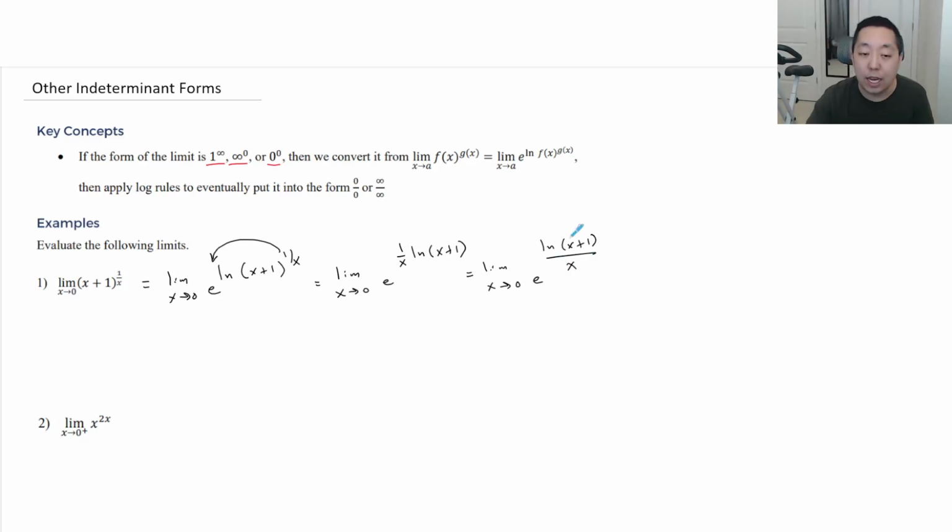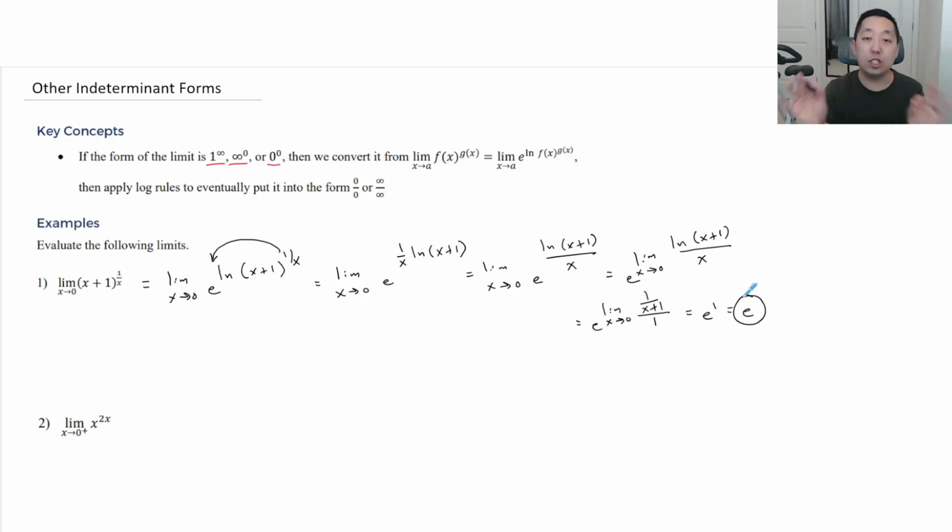Now, if you look at this exponent, it is a fraction. If you plug in 0, it's ln of 1, which is 0, over 0. So the formal way is to take the limit of just this inner function, and use L'Hopital's rule on it because it is 0 over 0. The derivative is 1 over (x plus 1), over 1. When you plug in 0, you get 1 over 1, which is 1, so you get e to the 1, which is just e.